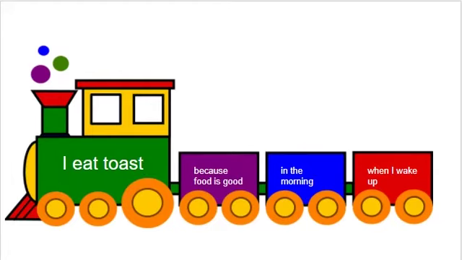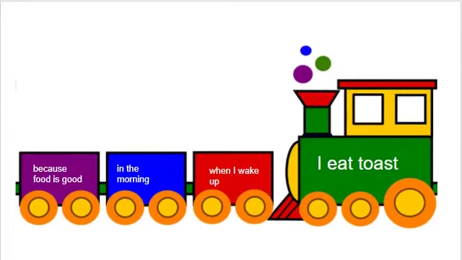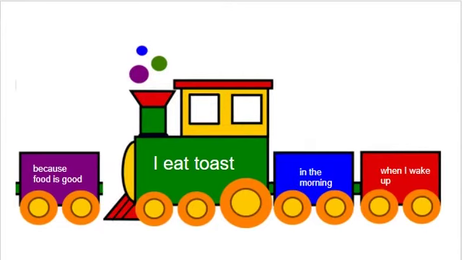Now, the order that I put these cars in doesn't matter. Let's think of these cars as being building blocks that I could push around. So I could switch the order here and say, because food is good in the morning, when I wake up, I eat toast. Or I could shift them around like this and say, because food is good, I eat toast in the morning when I wake up. Now, I can't say that you can always slide around building blocks at will, because if you do that, you can get your modifiers put in the wrong place. But that'll be a lesson for a different time when we talk about misplaced modifiers.